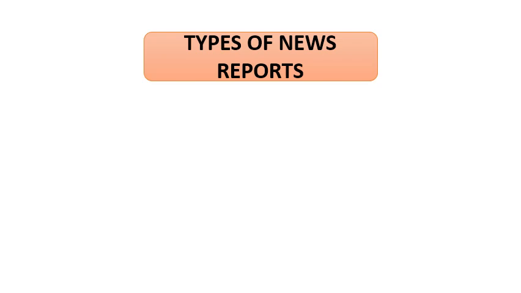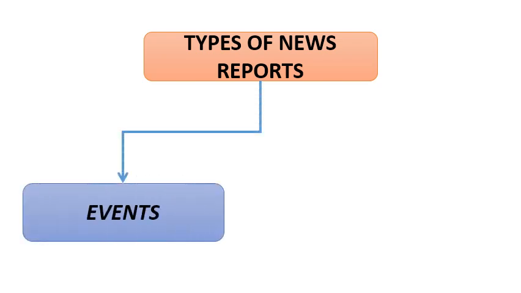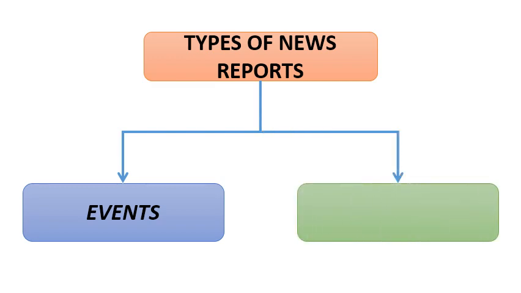So now let us see how many types of news reports there are. Number 1, events. Events means good events, like if some school is organizing an annual day function or farewell celebration or blood camp, donation camp or science quiz, etc. All these topics are covered in events. Number 2 is incidents. Incidents means road accident, flood, earthquake, robbery, etc. So you can say that news reports are divided into two parts: good events and bad events. You can say it as events or incidents.